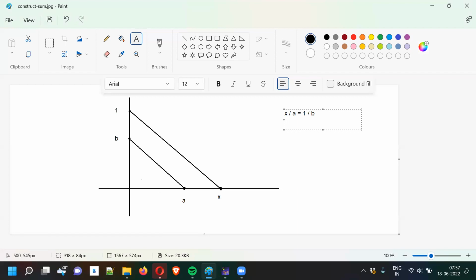If you solve this, you move a to the other side, you'll then get x is equal to a by b. Right? This x is actually equal to a by b. Sorry, I was not doing the product, I was doing the division. So this is the construction for the division. If a and b are constructible, then a by b is constructible.